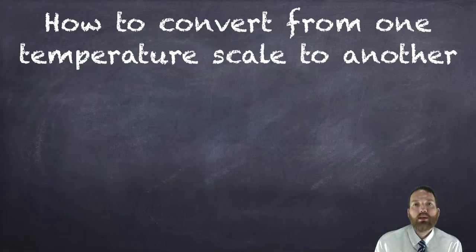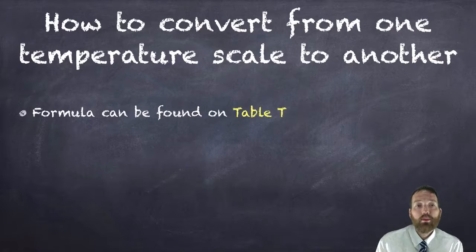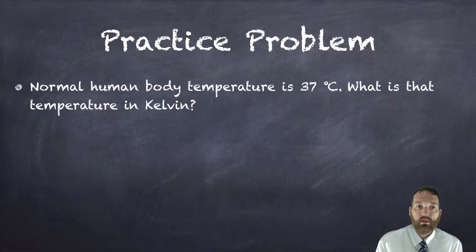So sometimes we need to convert from one temperature scale to another. If you have a word problem and they give you the temperature in Celsius, sometimes you have to convert to Kelvin or vice versa. So the formula for this can be found on table T. Like all formulas in this class, you need to memorize very few formulas. You just need to know to go to table T to find it. And this is what the formula says. The Kelvin temperature equals the Celsius temperature plus 273.